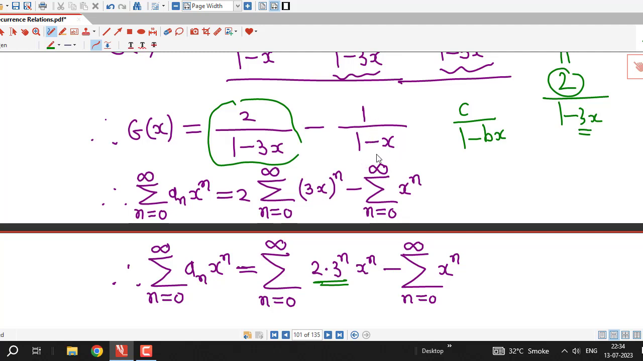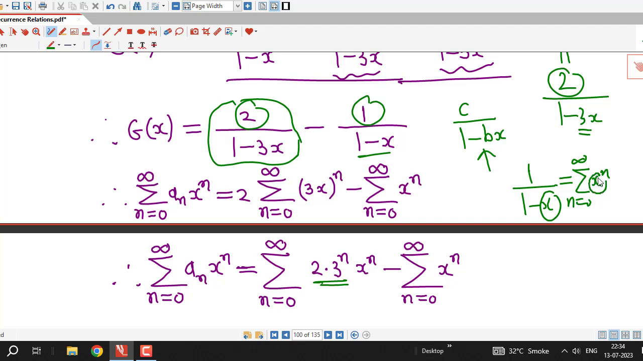And if I have 1 over 1 minus x, then this is a very famous formula. Here constant is 1, so a_n is 1 into x raised to n. And if you don't want to remember that generating function and corresponding sequence, then also fine. Here you can take 2 outside and you can use this formula. We know that 1 over 1 minus x is sigma x raised to n, n equal to 0 to infinity. Now instead of x I have 3x, so I will put 3x here, and then I can rewrite this as 3 raised to n into x raised to n and this 2. And here I have a_n equal to 1.